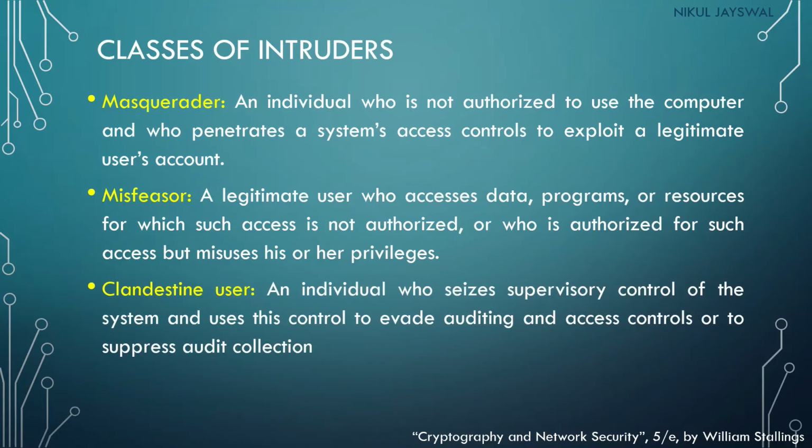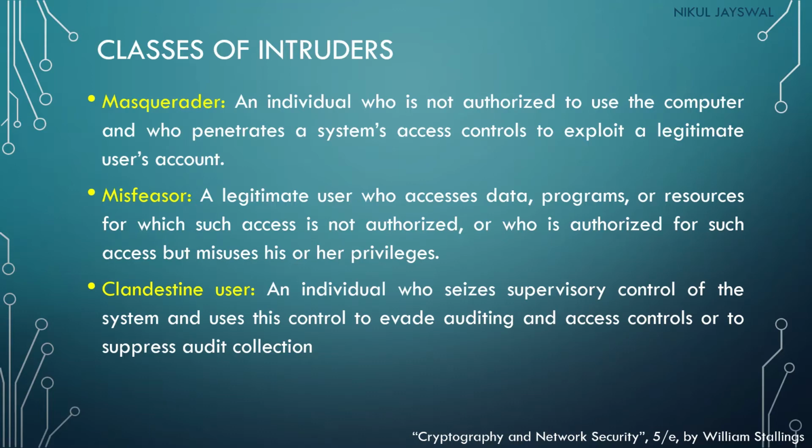And the last class of intruder is the clandestine user. A clandestine user is an individual who seizes supervisory control of the system. Let's suppose an organization has a manager, and that manager misuses his power to damage the computer system or information. That type of user will be called a clandestine user. So an individual who seizes supervisory control of the system and uses this control to evade auditing and access control, or to suppress audit collection, will be called a clandestine user. So these are the basic classes of intruders.